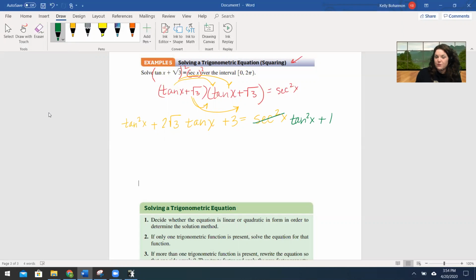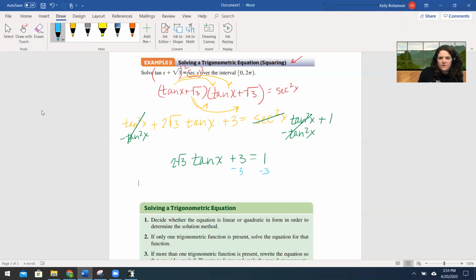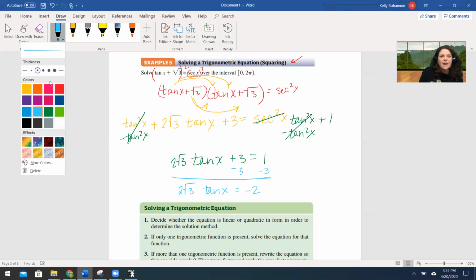So now I have it in terms of all tangents, which means I need to get all my tangents on one side. So I'm going to subtract tan squared x from both sides. And that removes tangent squared x and leaves me 2 square root of 3 tan x plus 3 equals 1. So now I'm trying to get x by itself. So I'm going to subtract 3 from both sides. So I have 2 square root 3 of tangent x equals negative 2. Trying to get x by itself, so we're going to divide by 2 square root 3.